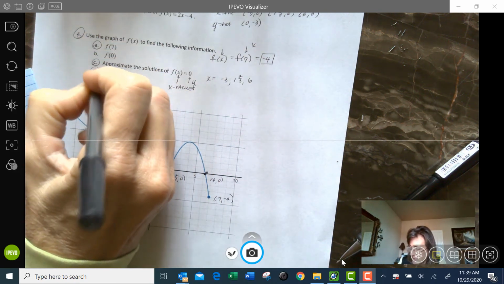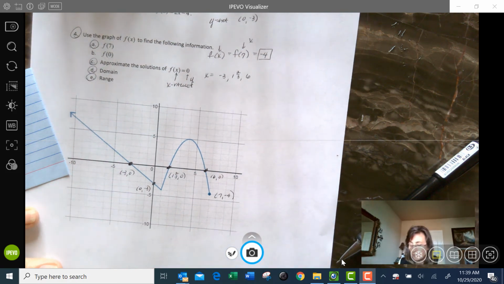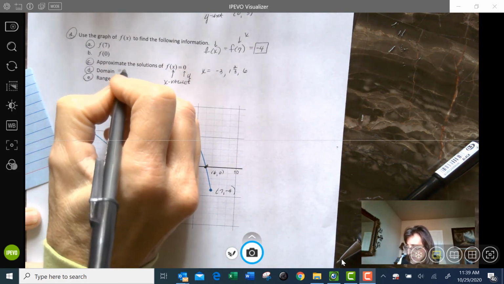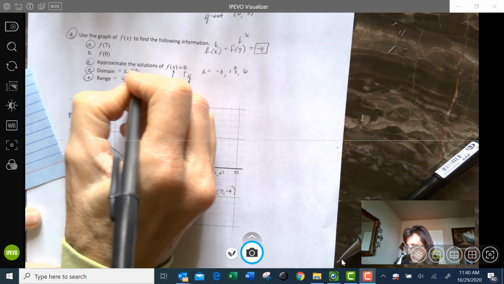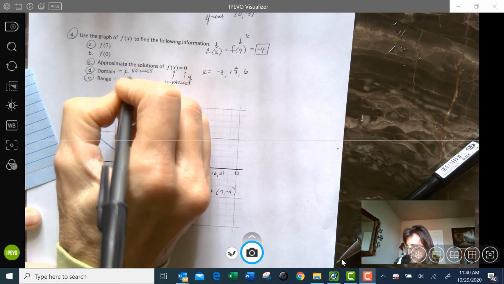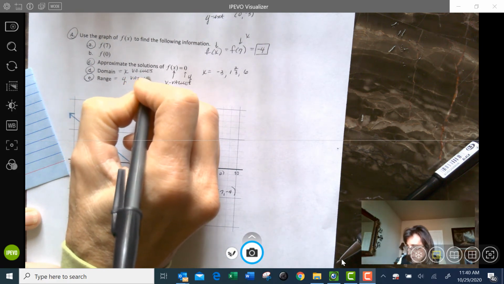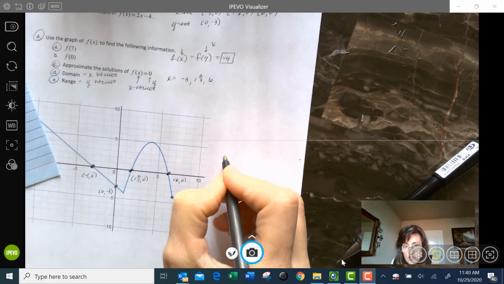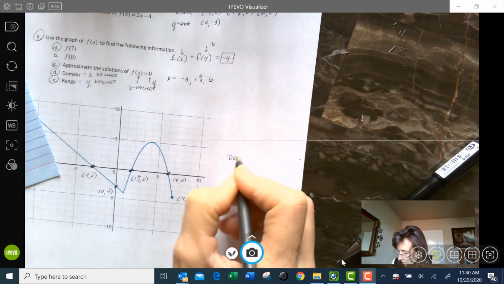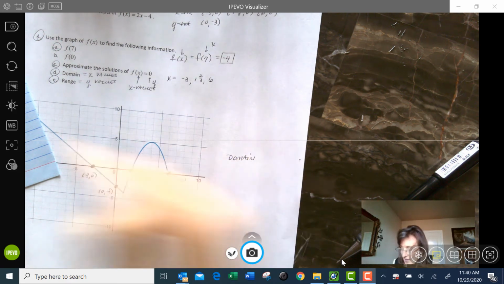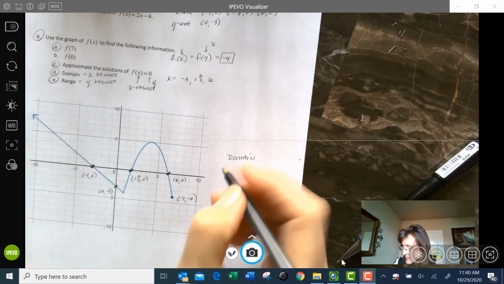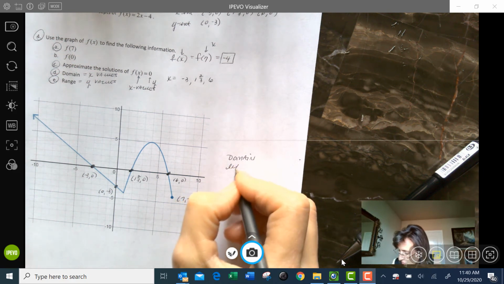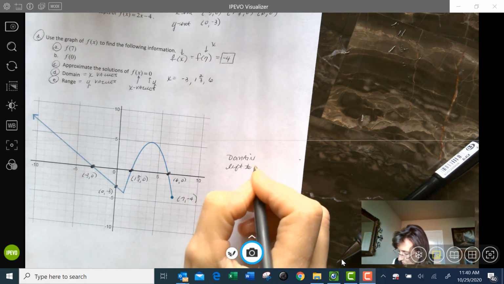I would also like to work with D and E. Domain, remember, is x values and range is y values. That's really important that you keep that straight in your mind. Okay? When you find the domain, you're looking for all x values that created the graph. So x values run from left to right. So the domain runs from left to right.